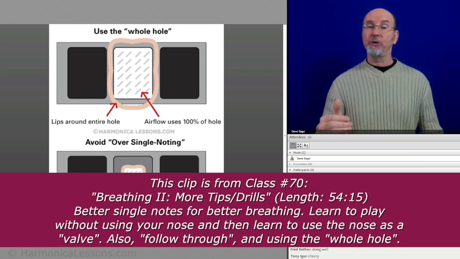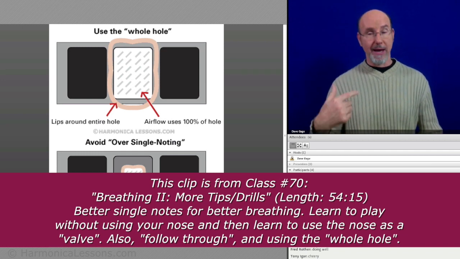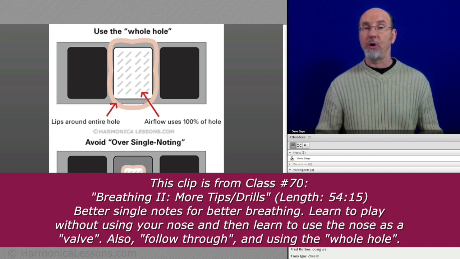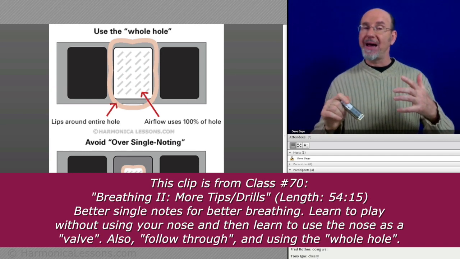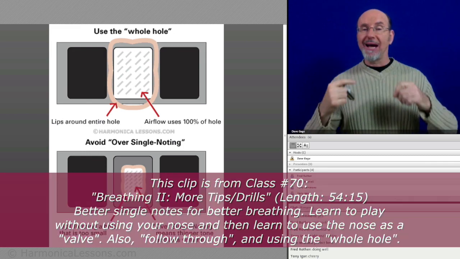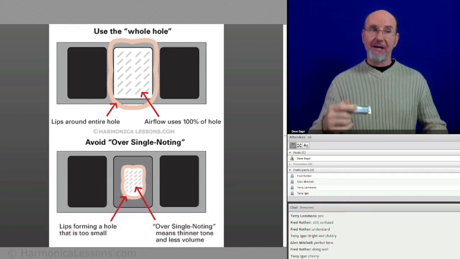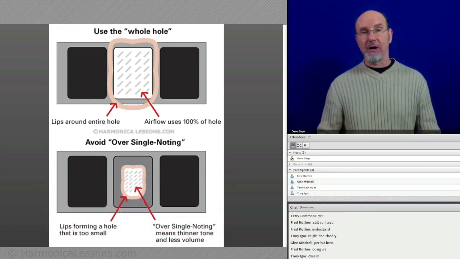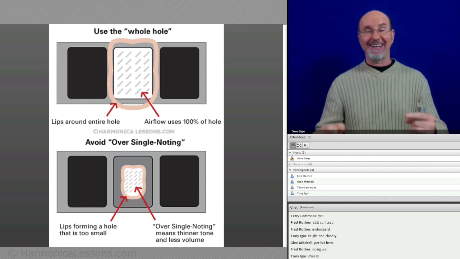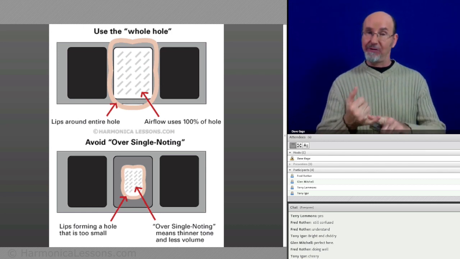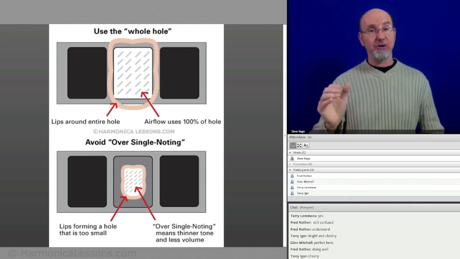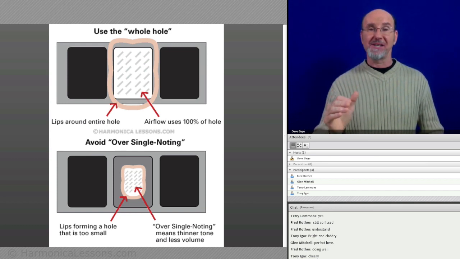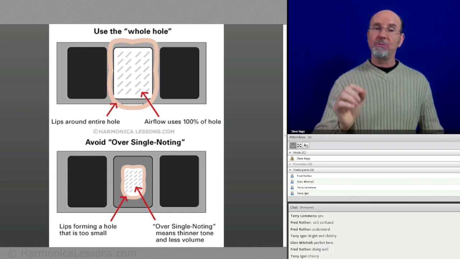So what a lot of people do in the beginning is what I refer to as over single note. They make this hole smaller with their lips and mouth and the sides of their mouth than they need to, because they're worried about not getting single notes. And you should be worrying about getting single notes if that's the level you're at. But if you are an intermediate advanced player and you've been getting single notes now for months, if not years, you should move on to this.